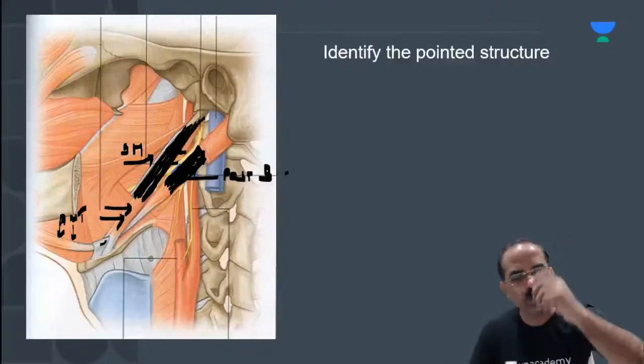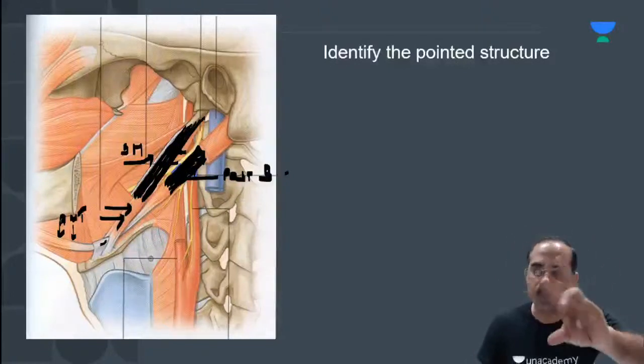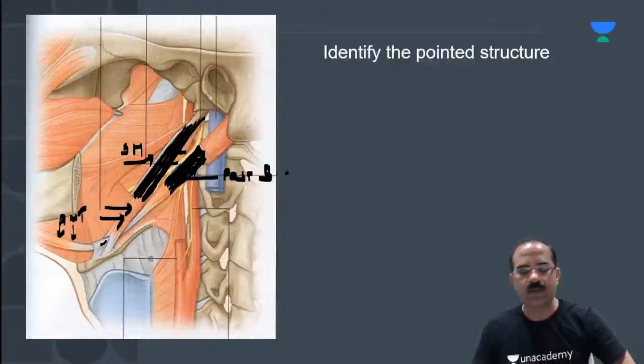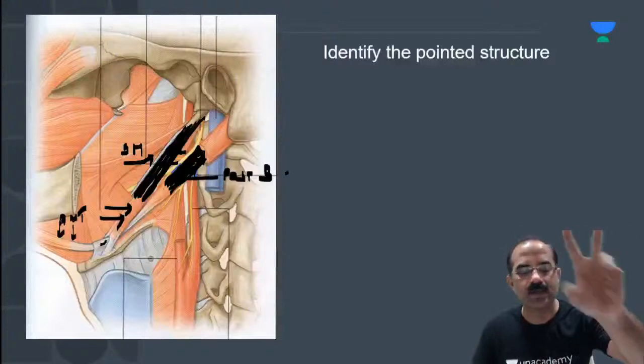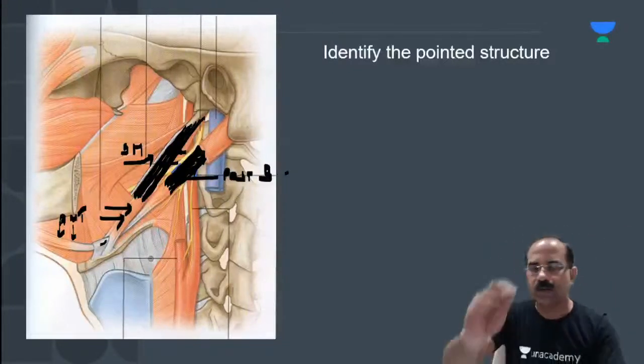So once again I'm telling you, the posterior belly of digastric and the stylohyoid muscles, they are always together. They are derived from the same pharyngeal arch, that is the second pharyngeal arch. Both of them are supplied by the facial nerve. Facial.